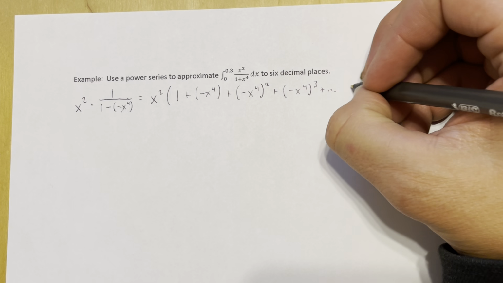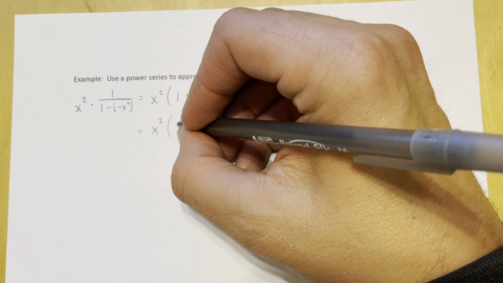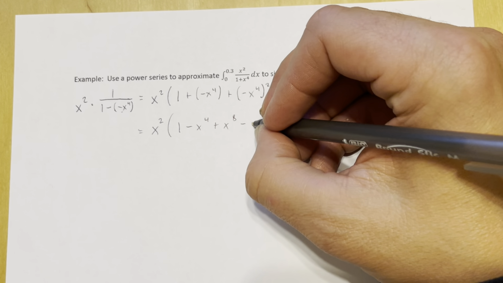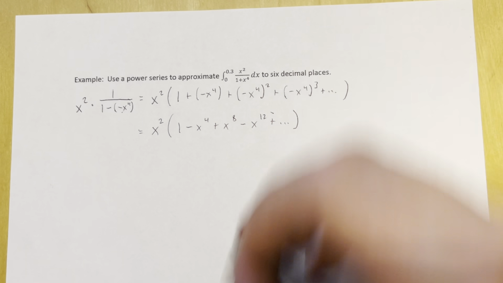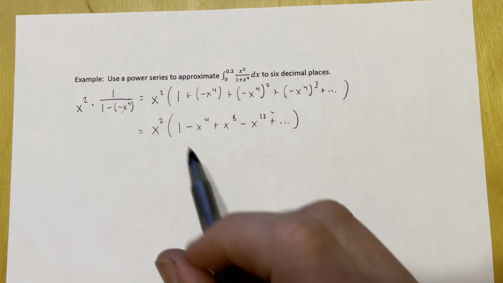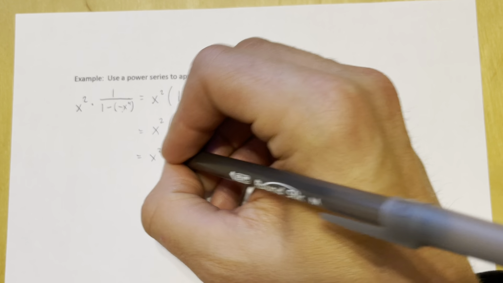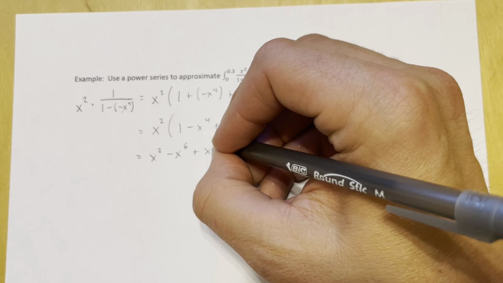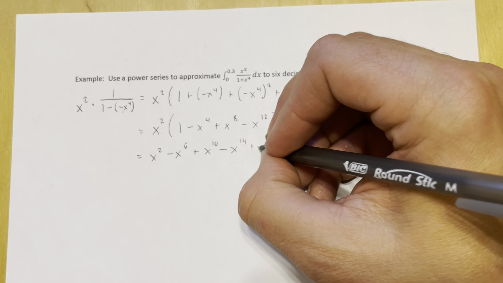Keeps going. Now let's simplify a bit. So I have this x squared here, 1 minus x to the 4th plus x to the 8th minus x to the 12th plus dot, dot, dot. Okay, so simplifying those, I can take that x squared and multiply that in as well. So I'm going to get x squared minus x to the 6th plus x to the 10th minus x to the 14th, and so on and so forth.